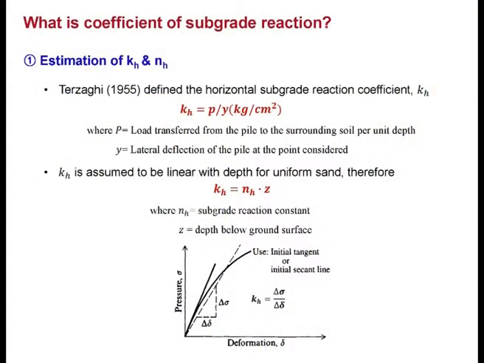Also, KH in the case of sand, as I told you, varies linearly with depth, like that. Maybe I already talked about this one. For example, this is the pressure due to the applied loading, and then there are some deformations, and we have this slope. This looks like, what's that? The subgrade modulus of the soil, I mean.